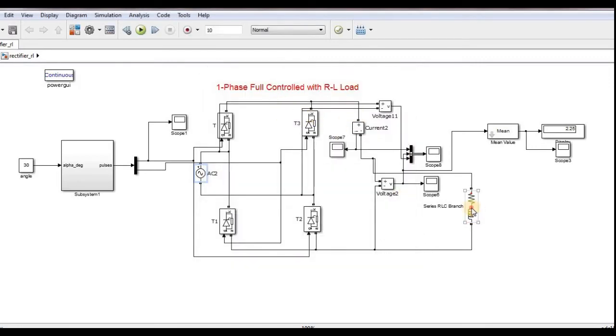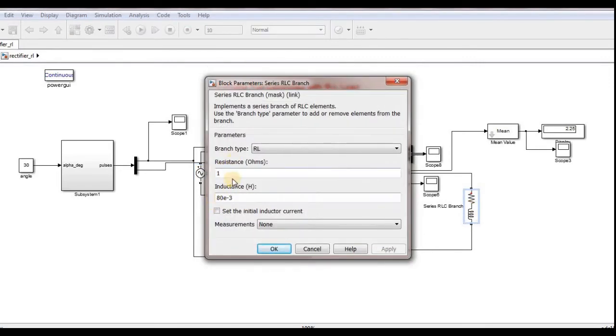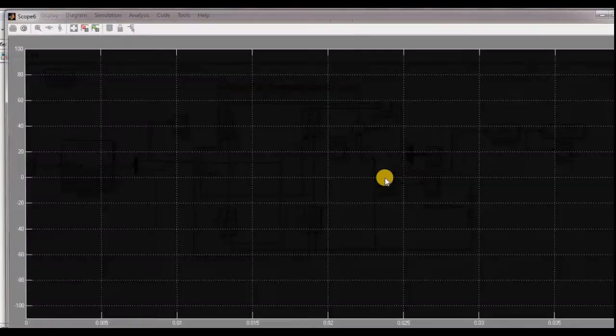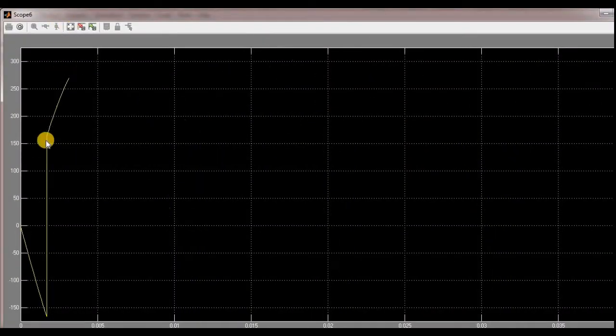And this is my resistance and inductance. There is no freewheeling diode; here I am not using any freewheeling diode. Let's start the run process. See, I am getting 176 volts, because of 30 degrees. My output is coming after 30 degrees.